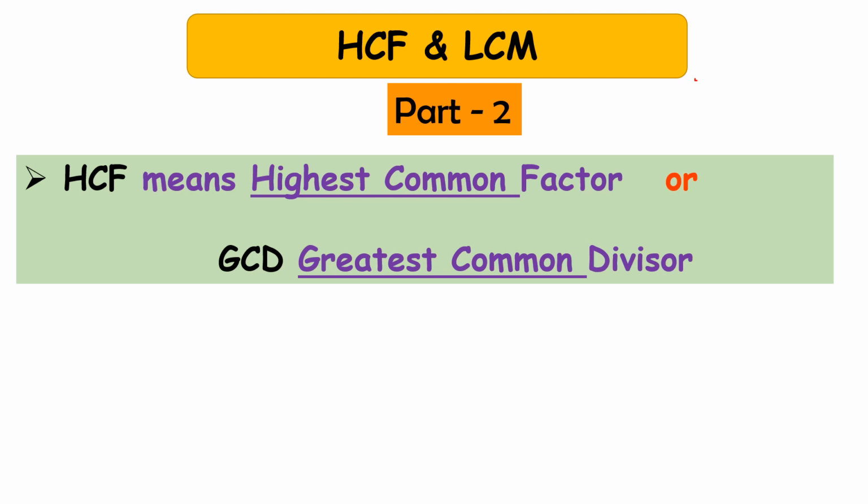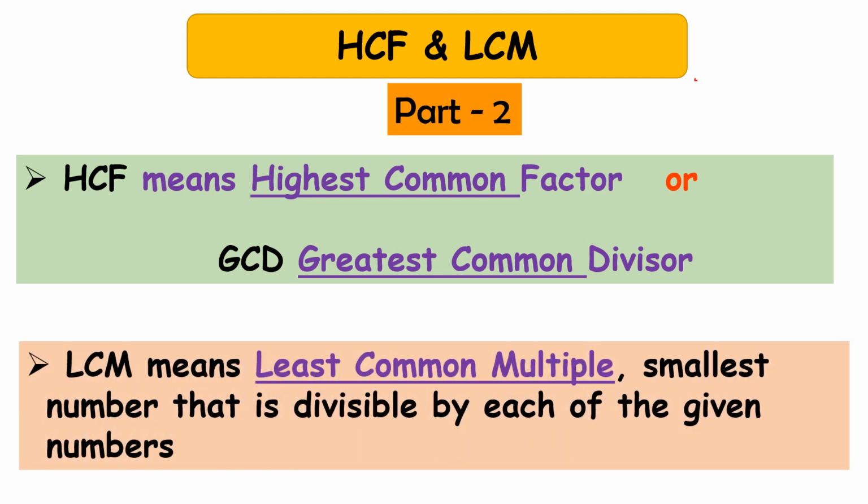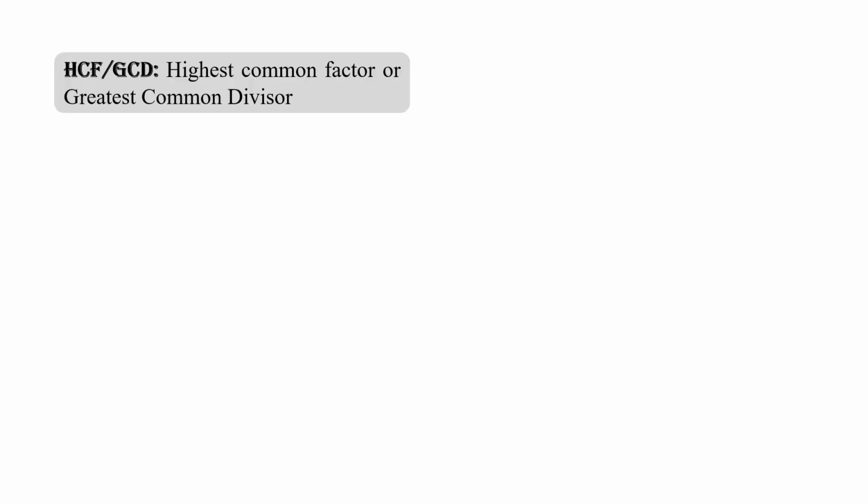So basically HCF means highest common factor, or it is also called GCD, that means greatest common divisor, while LCM means least common multiple, that is the smallest number that is divisible by each of the given numbers. Now let's understand what HCF and LCM exactly mean. HCF or GCD, that is highest common factor or greatest common divisor.